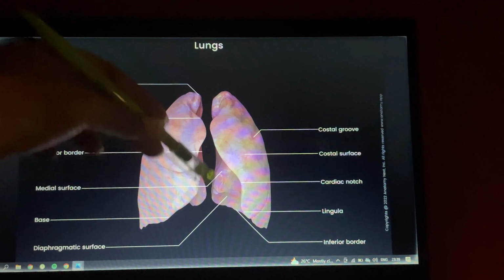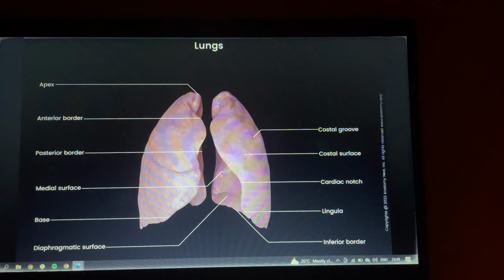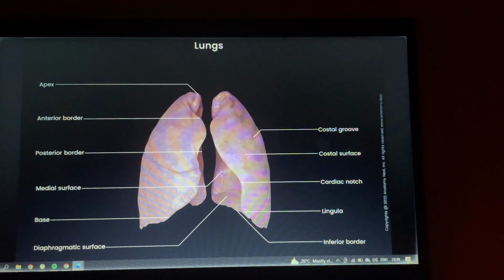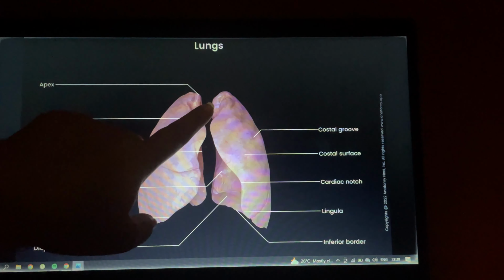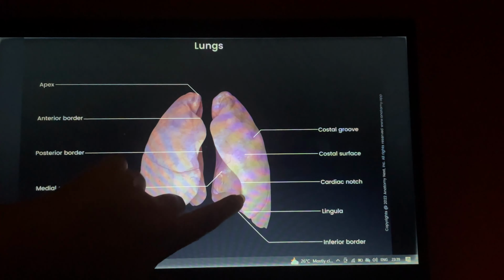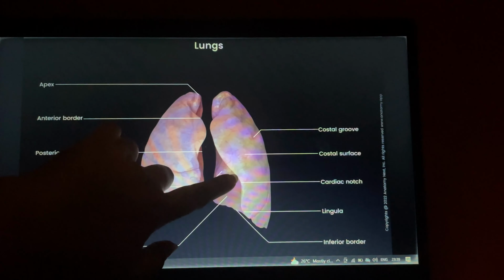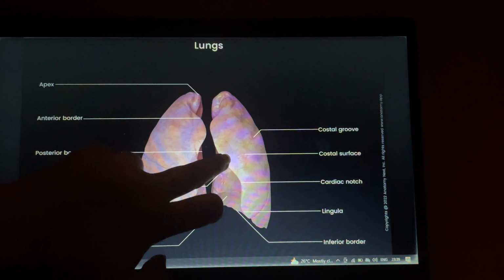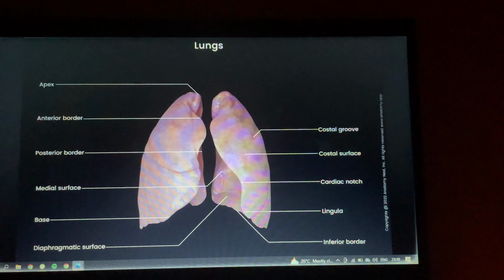The posterior border is longer, and on the right side the anterior border is vertical and corresponds to the anterior or costo-medial line of pleural reflection. The anterior border of the left lung shows a wide cardiac notch below the level of the fourth costal cartilage. Here in the left lung there is a cardiac notch on the anterior border, and this point is very important. There is a cardiac notch because of the presence of the heart here.